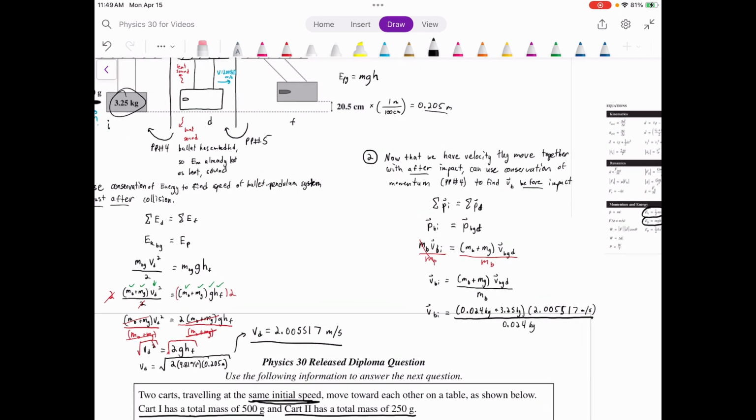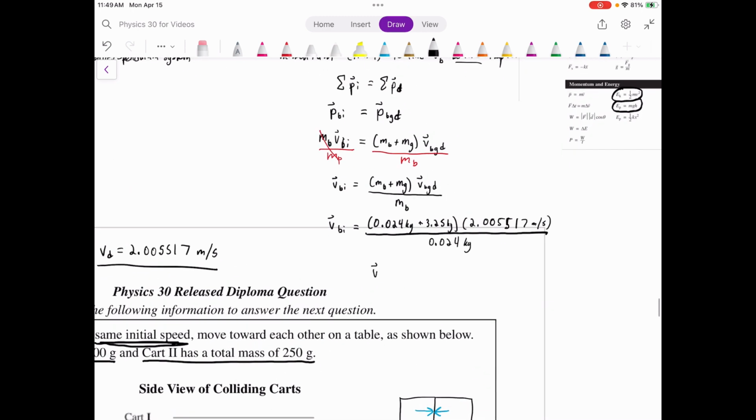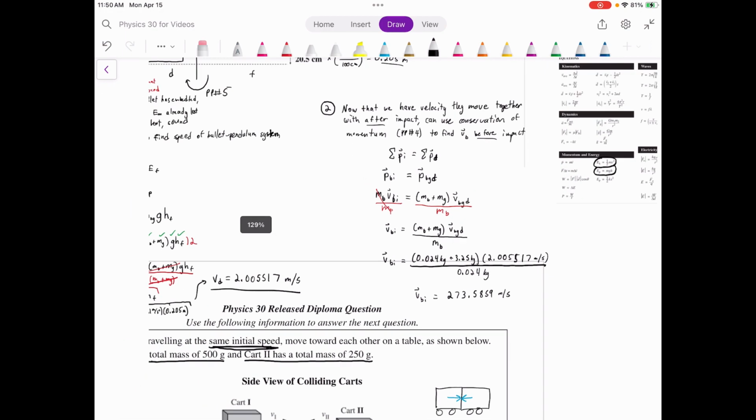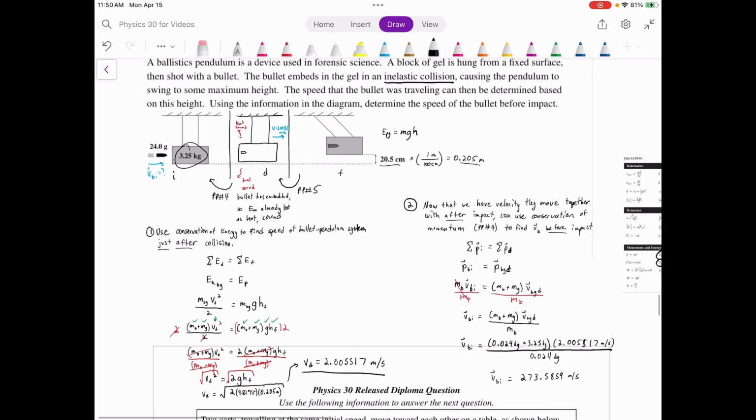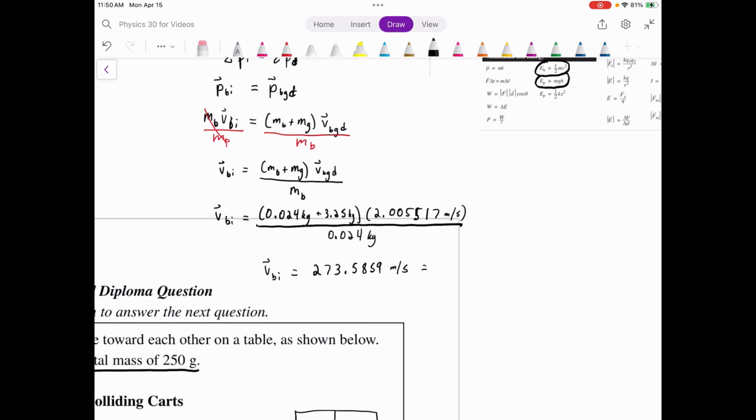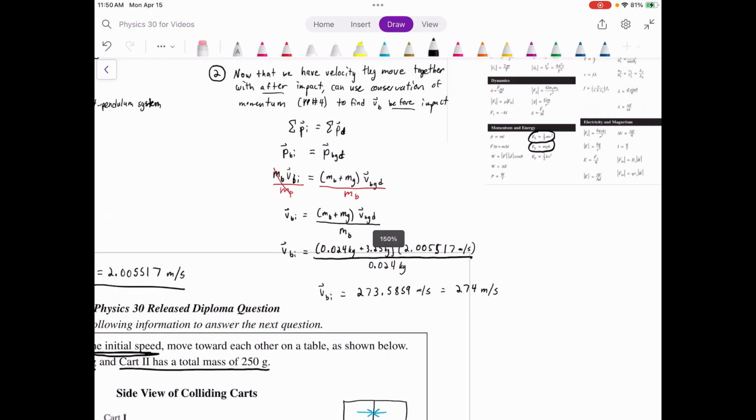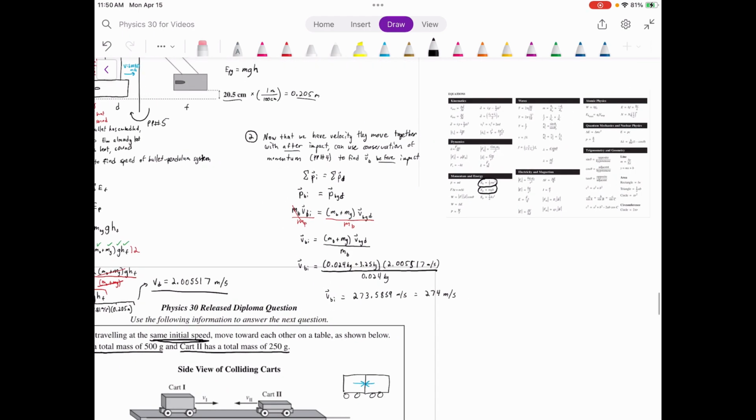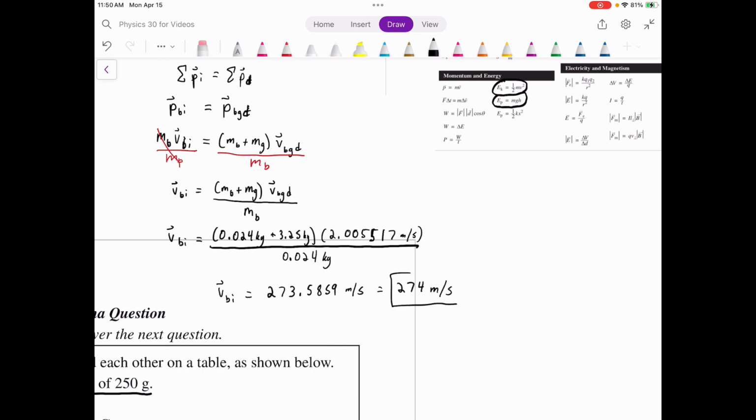The mass of the bullet is 0.024 kilograms. So calculating that all out, I got that the initial velocity of the bullet must have been 273.5859 meters per second, or how many sig digs? 3 here, 3 here, 3 here, 3 in the 9.81 we used. So okay, we get 3 significant digits. So that is 274 meters per second, okay? Can't say much about direction, but they didn't actually ask us for velocity anyway. They asked us for speed, so we don't need to state a direction here. The speed of the bullet must have been 274 meters per second, okay?